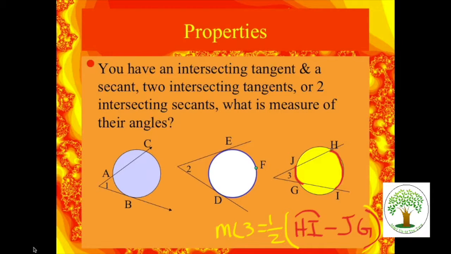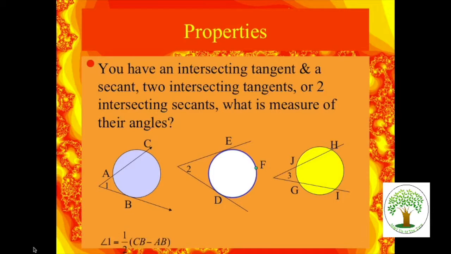Questions? Did I not put an arc over JG? Oh, thank you, Amy. There we go. It's just a detail that we need to make sure we remember. All right. We have a half. We're subtracting the arcs. Make sure you get the larger one first. We're subtracting. This one I want to reiterate.